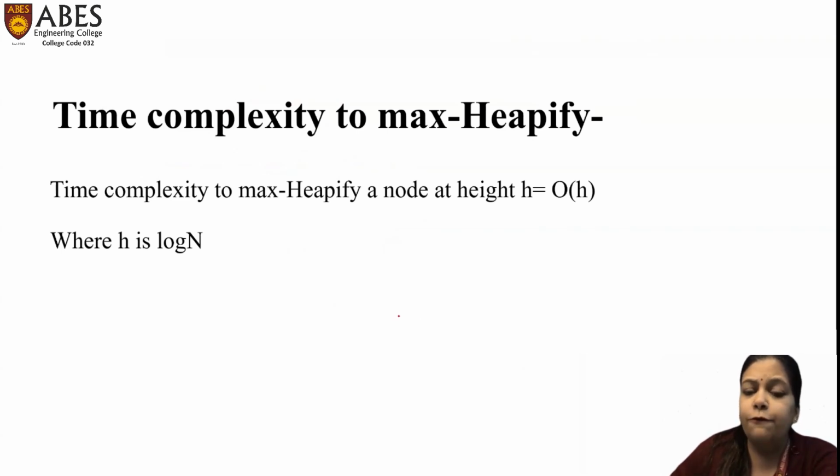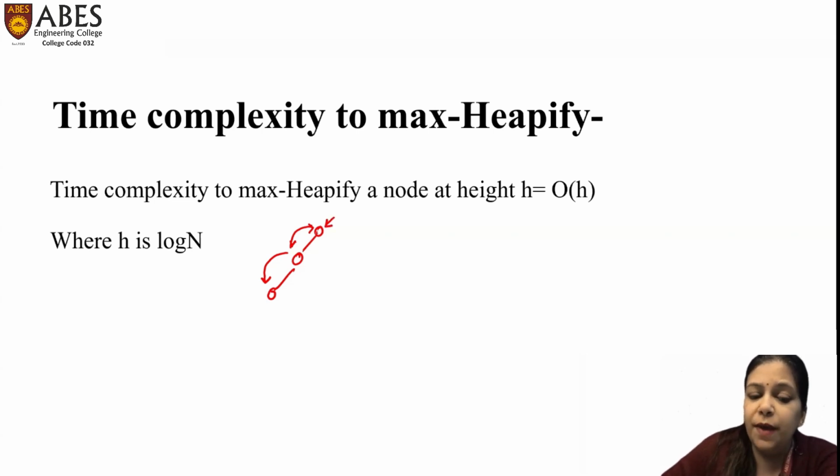Now, if we talk about the time complexity of max heapify function, if I consider the worst case, there may be a case in which the node has to be swapped with every node in the height of the tree. This is the worst case. So in the worst case of heapification, if we want to heapify this node, it may have to be swapped with this node and then with this node. So here we can say that the time complexity of max heapifying a node at height h will be O of h in the worst case, where h is represented by log n in case of a complete binary tree.